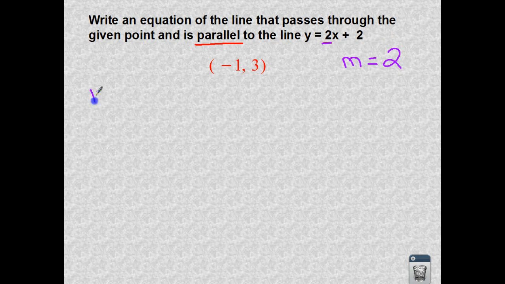And now we set up our slope-intercept form and plug in the information that they give to us. So I know that my y is 3. My m has to be in the new equation exactly the same, so I have to substitute in my 2. My x is negative 1. And I don't know where this line is going to cross the y-axis. So let's go figure out where that is.